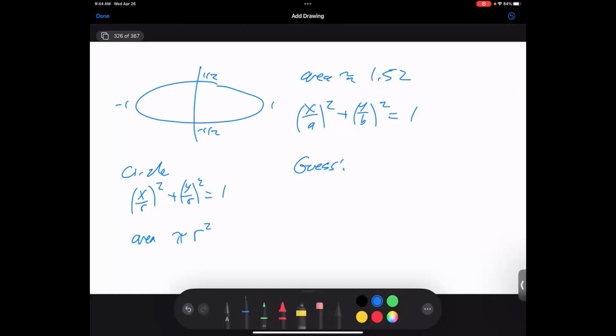We have to get pi r squared. What might you guess the area of an ellipse with semi-major axis A and semi-minor axis B? What might you guess? So you could try a plus b over 2. You'd probably have to square that. So that would work. Can anybody give me another guess? Something else that would reduce to pi r squared when a equals b equals r.